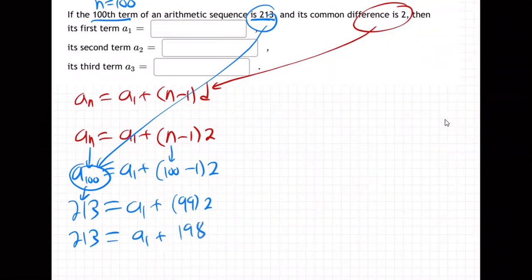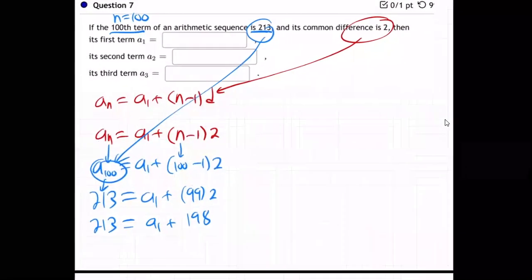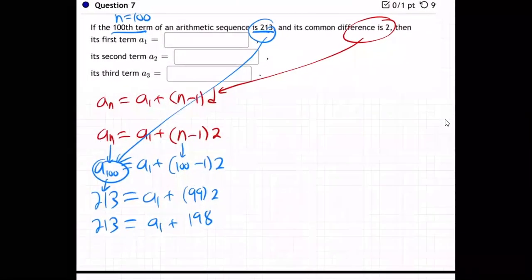That's 198. And now let's solve for a1. Let's subtract 198 from both sides. And this goes away. A1 is, what's that, 15?